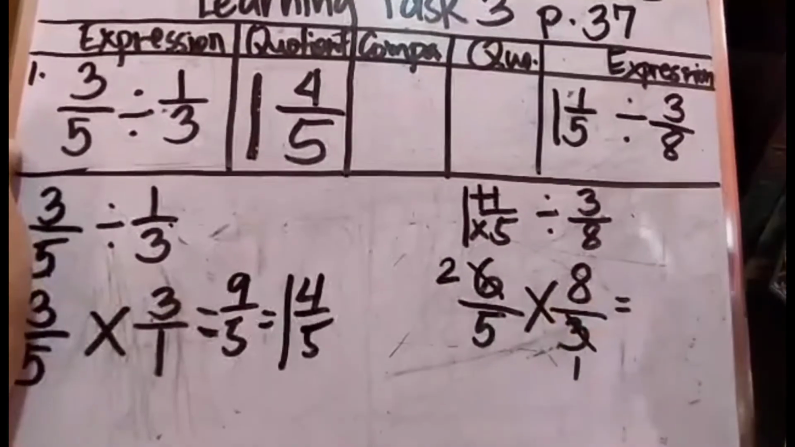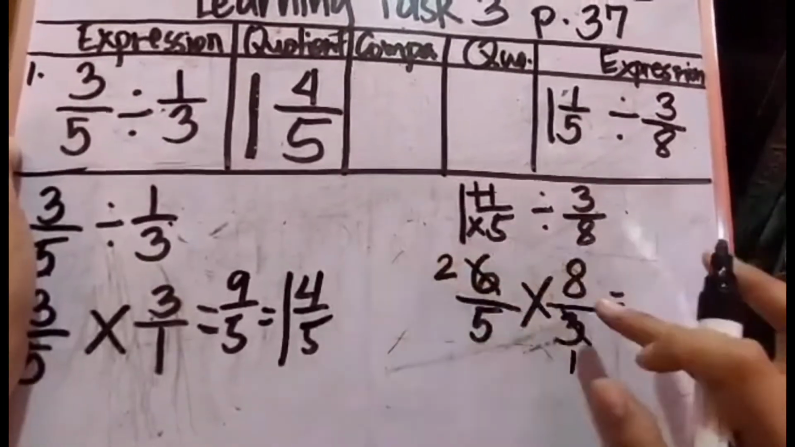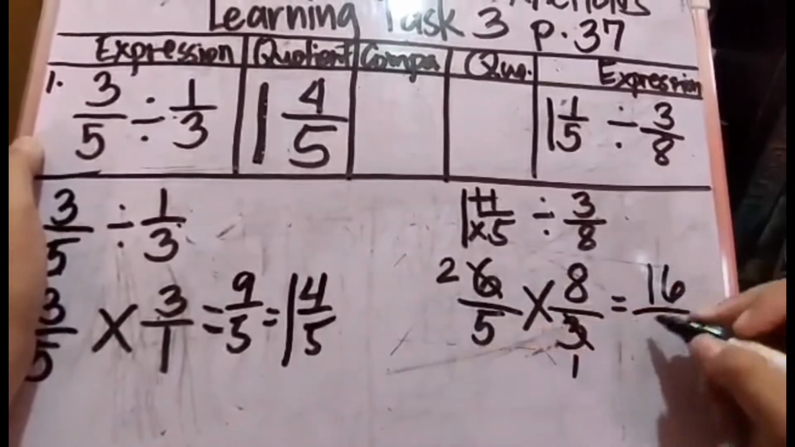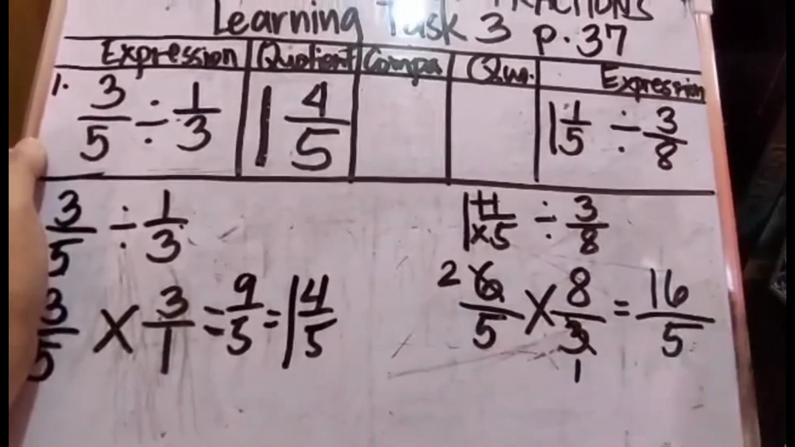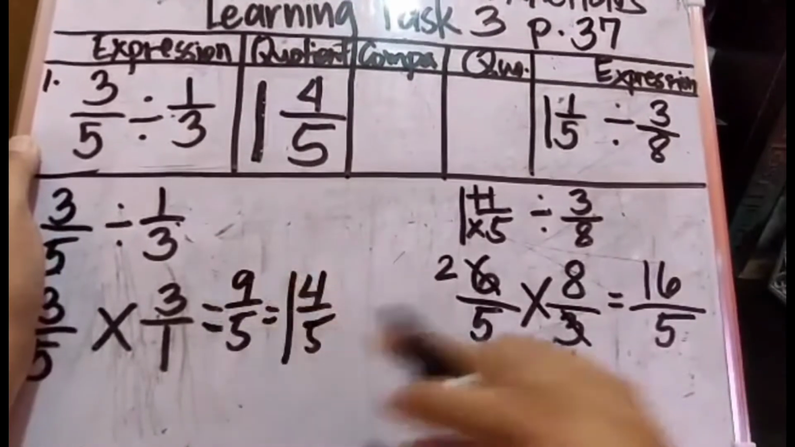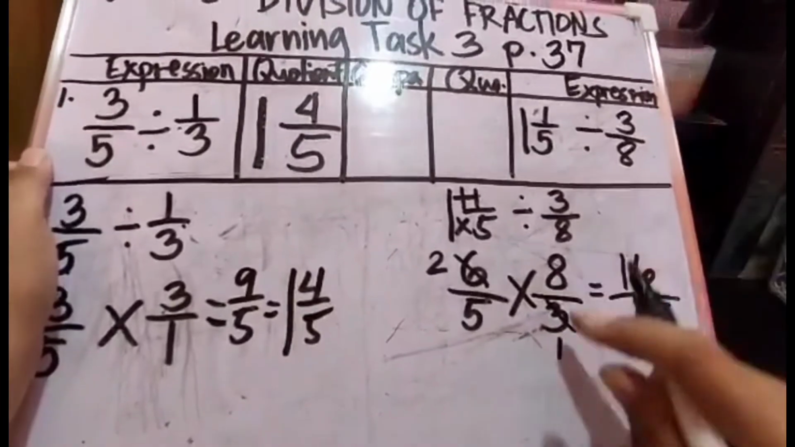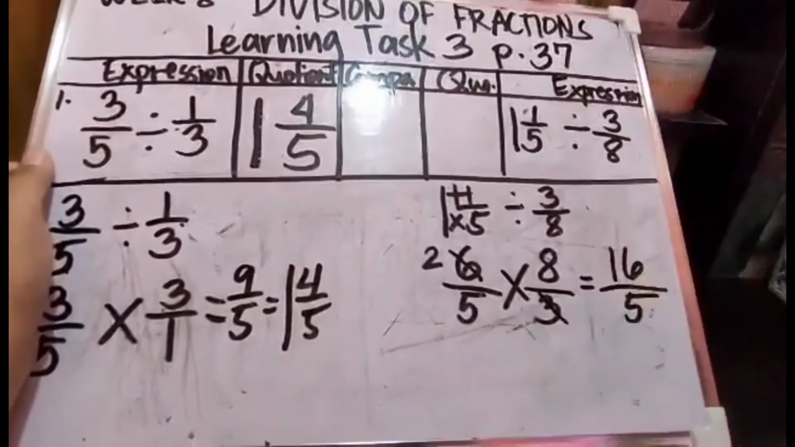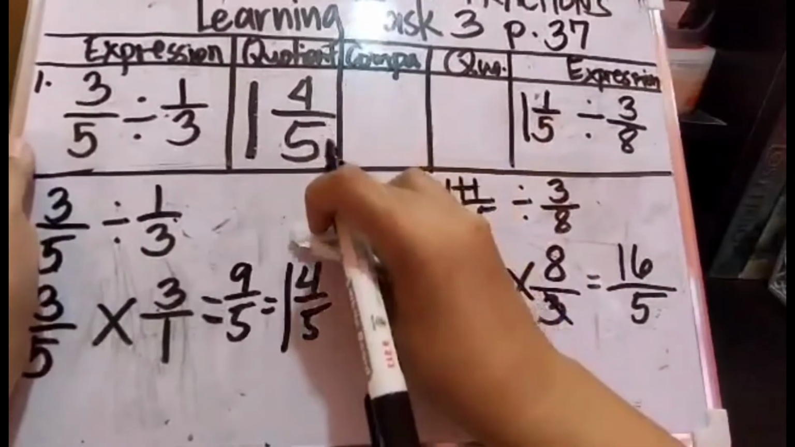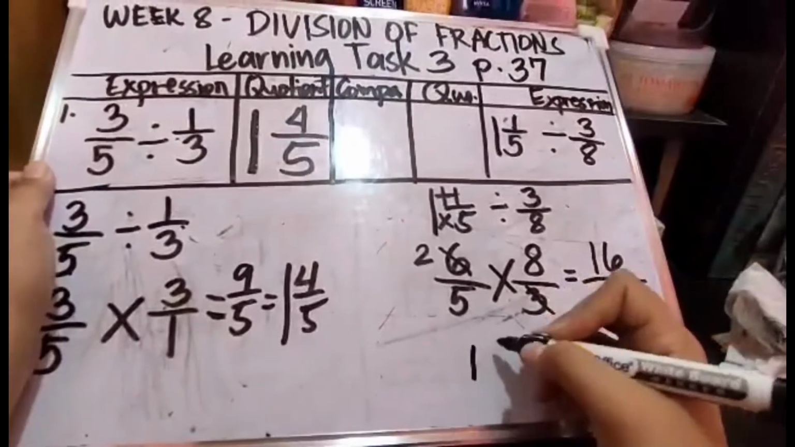Okay, so wala na tayo nakikitang pwedeng i-cancel. Let's proceed with multiplication. 2 times 8 equals 16. 5 times 1 equals 5. So, katulad nung kaninang sagot natin dito, 9/5, siya ay improper fraction din. 16 over 5 or 16/5. Okay, so gagawin uli natin siyang mixed number. Para makita natin yung difference, para may compare natin.